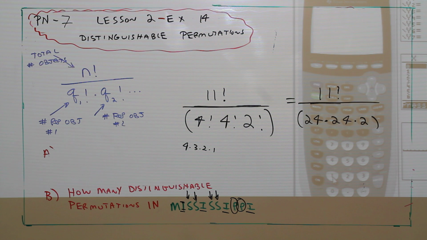All right, so I'm going to go 11. And then I'm going to hit the math key, and I'm going to go to probability. It's easiest if you scroll left. And then the factorial is number 4. So we get 11 factorial divided by parentheses 24 times 24 times 2, and I'll hit enter.